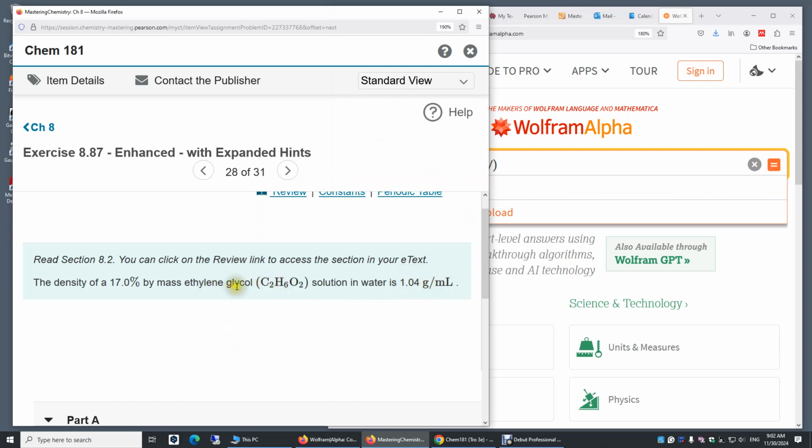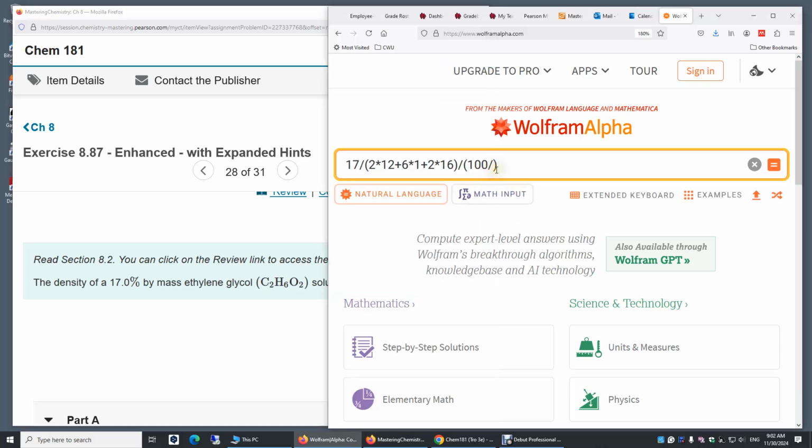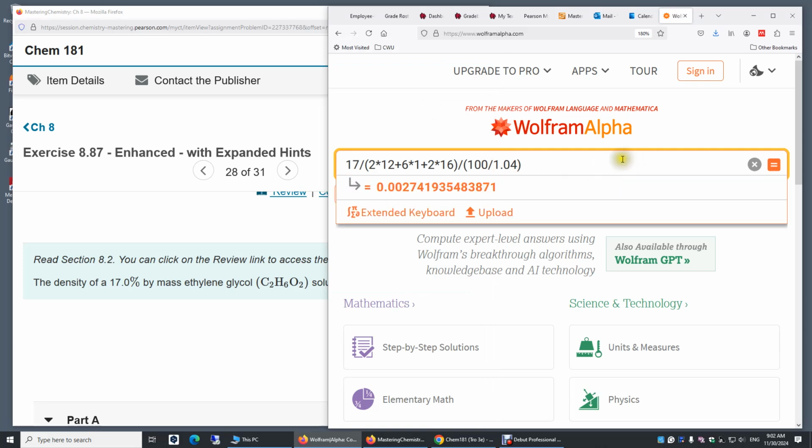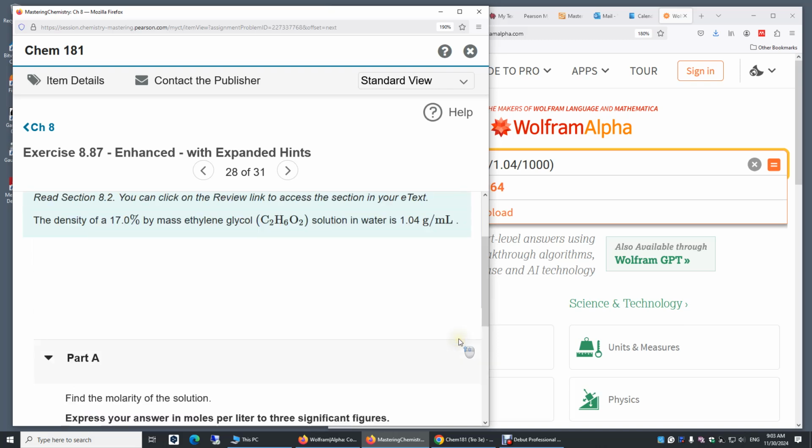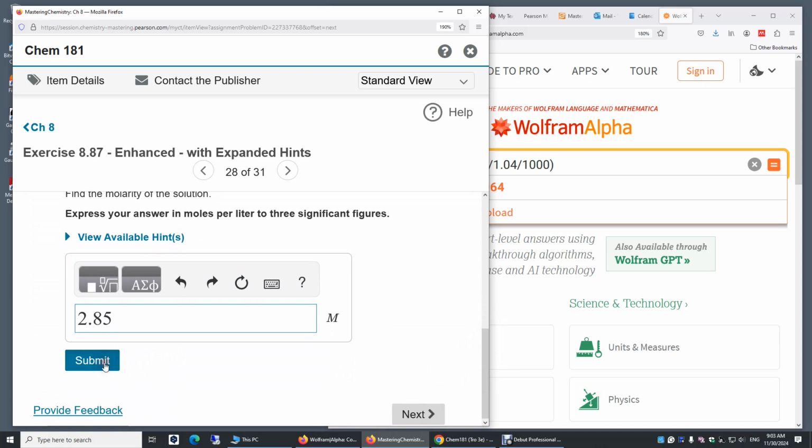So after you dissolve ethylene glycol in water, it increases the density value to 1.04. Now there's one more thing we need to do. 100 grams over 1.04 gram per milliliter. Whatever we have here is in milliliter, not in liter. So now it's good, and I think the answer is given here. It's 2.85. So I'm just going to enter 2.85 here, and it should be just correct.